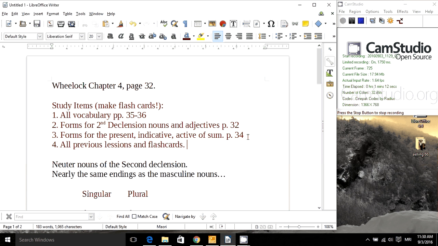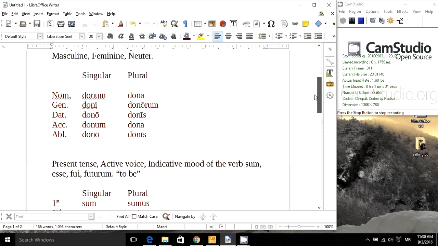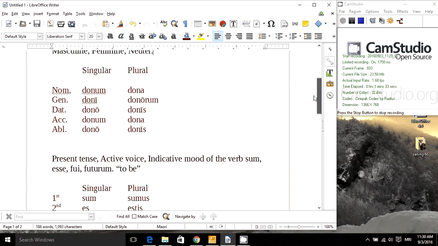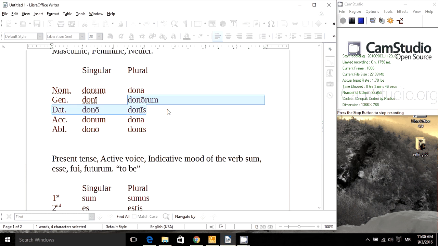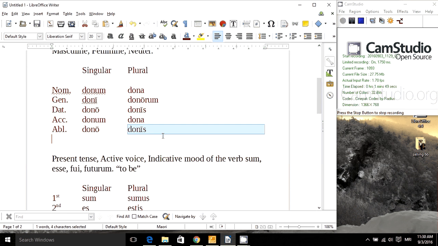All right, so we talked about before that Latin has 3 genders for its nouns: masculine, feminine, and now today, neuter, which just means neither. So masculine, feminine, or neither. And so our forms here on page 32. Here are the forms for the word gift, donum. So we have donum, doni, dono, donum, dono. And then in the plural, dona, donorum, donis, dona, donis.